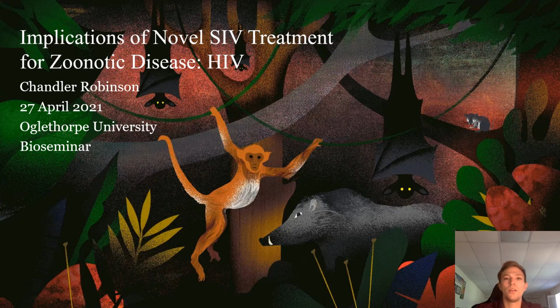Also, with the current COVID pandemic, COVID and HIV are both zoonotic diseases. So this is also a very interesting correlation to make and providing better understanding to both of these zoonotic diseases.